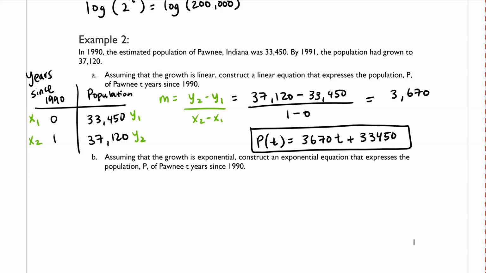Part B says, assuming that the growth is exponential, construct an exponential equation that expresses the population P of Pawnee t years since 1990. Now I'm going to refer back to this table that I created in part A. The difference, though, is for exponential functions, we are not adding the same amount every year. We are multiplying by the same amount every year. So to get from 33,450 to 37,120, I'm going to divide those numbers to see what I multiplied by.